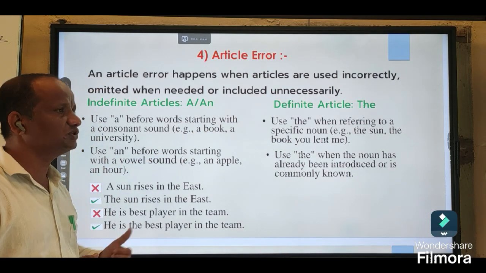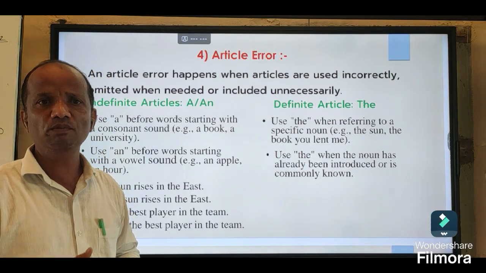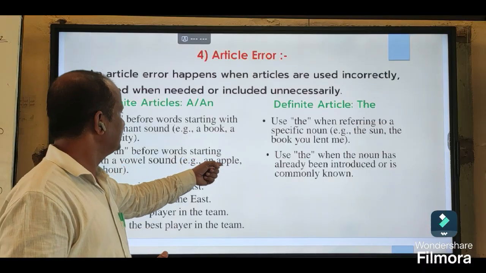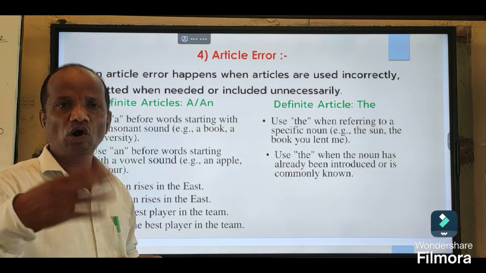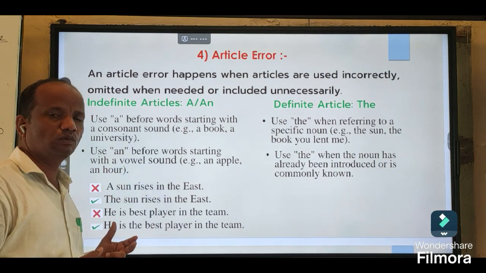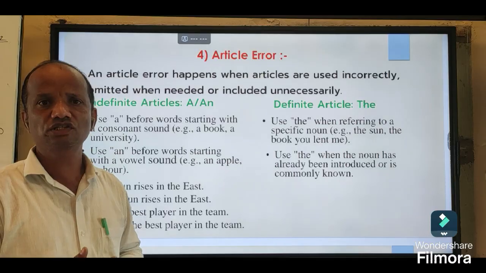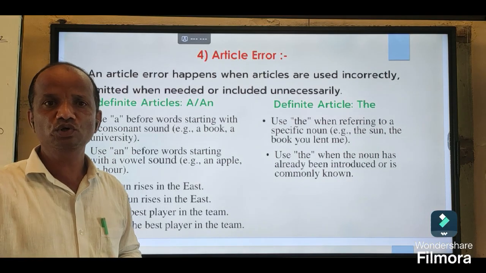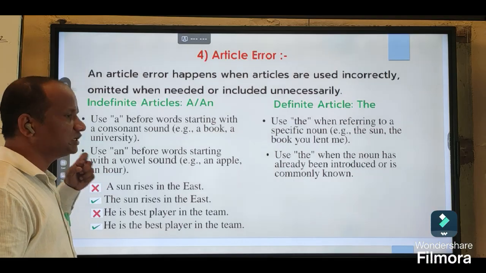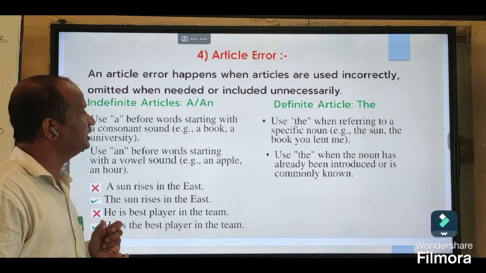Then, an is used before a singular countable noun that begins with a vowel sound. For example, an apple, it begins with a vowel sound. Apart from it, there are some words which begin with a consonant but are pronounced as a vowel. Before them, we have to use an. For example, hour: though it begins with a consonant letter, it is pronounced as a vowel, so we have used an here.